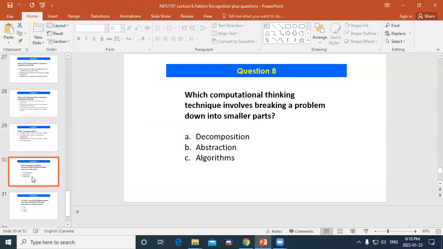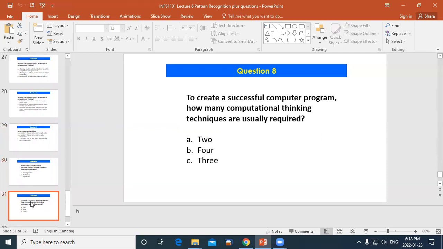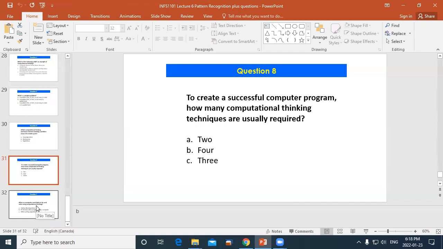Which computational thinking technique involves breaking problems into smaller parts? Yeah, you got that off the top of your head, right? You know that one. Good stuff. To create a successful computer program, how many computational techniques are usually required? We talked about 4. There may be some others. For sure, somebody's got a way of doing it with 5 steps. You know what I mean? This is just a model. It's a nice model. It's the model that we're using.